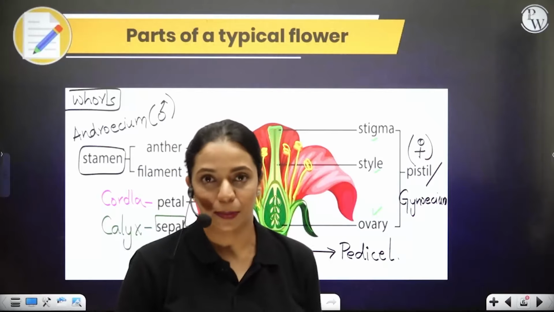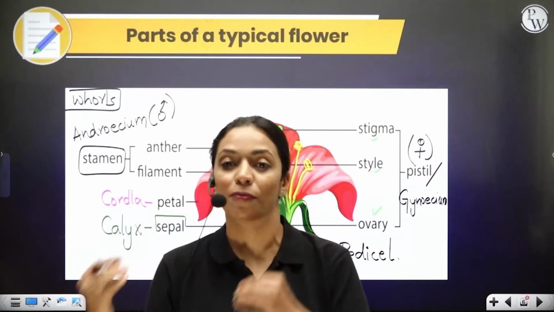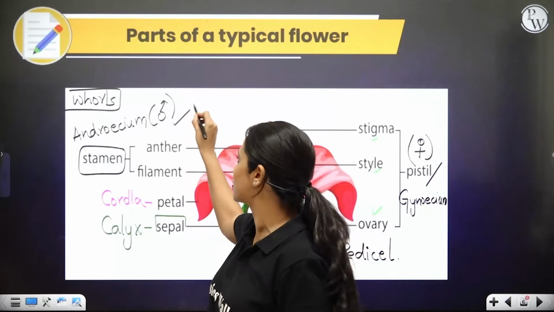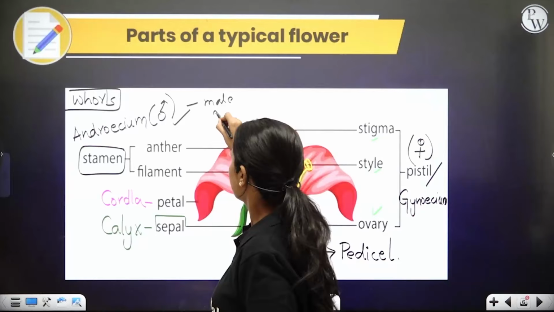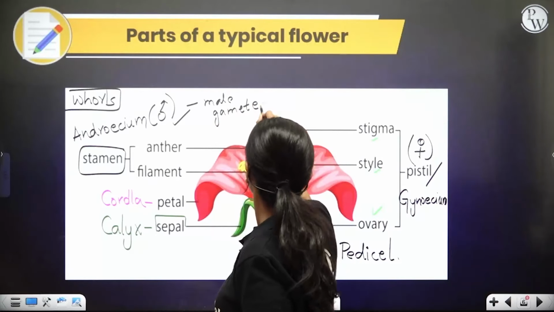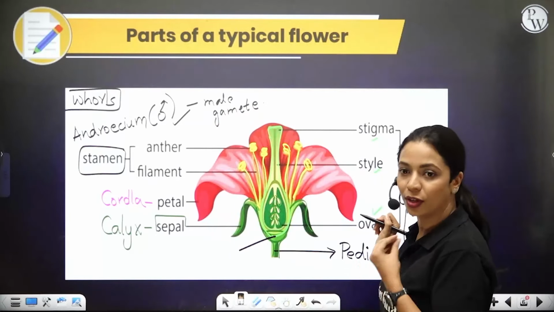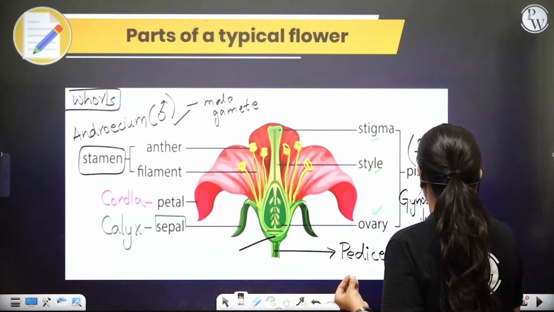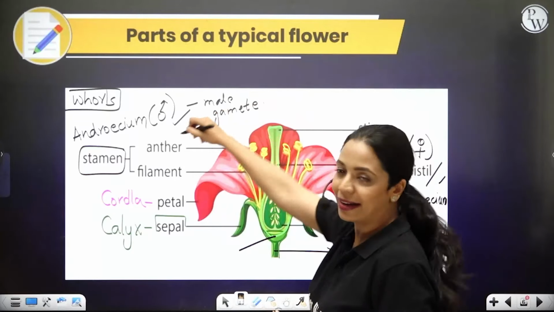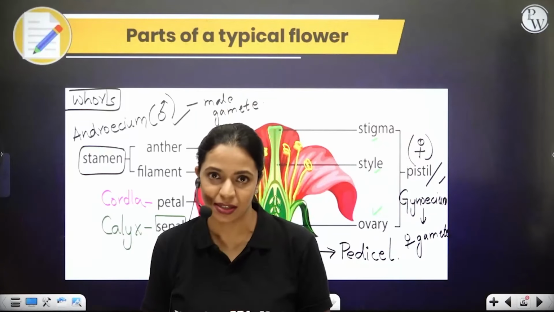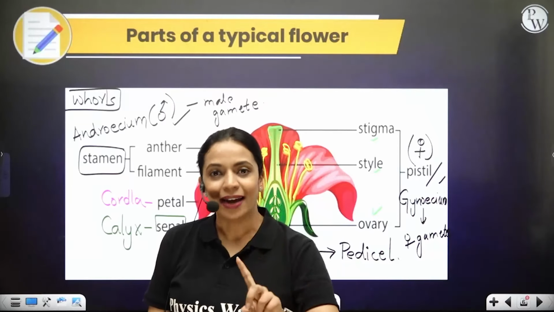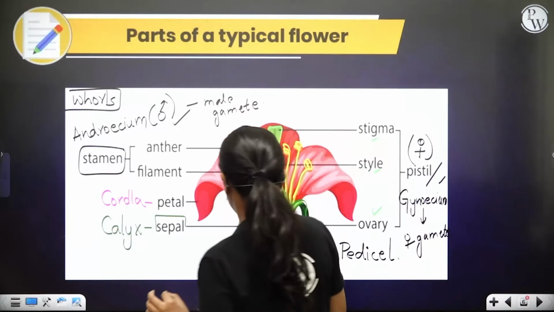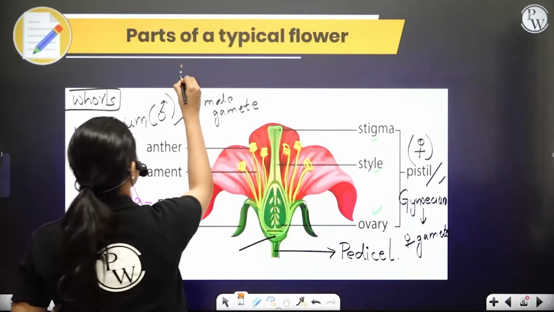For sexual reproduction to take place, the presence and the production of male and female gametes is absolutely essential. Androecium's function is very important because this is what will produce the male gamete. Likewise, the presence of gynoecium is very important because this is what is going to produce the female gamete. Without gynoecium or androecium, sexual reproduction cannot take place. Therefore, the androecium and gynoecium, these two whorls, are referred to as essential whorls.